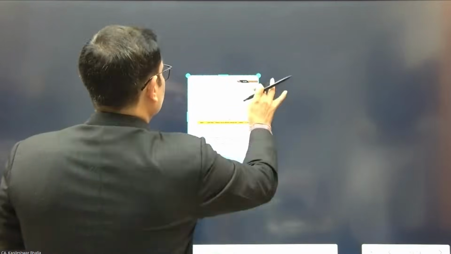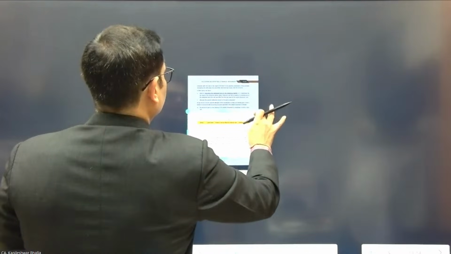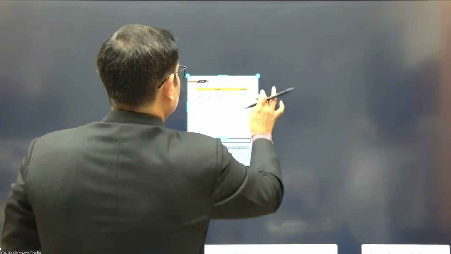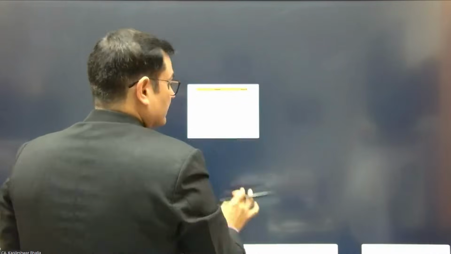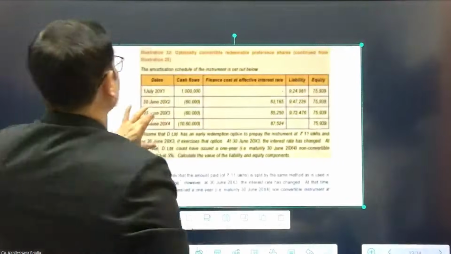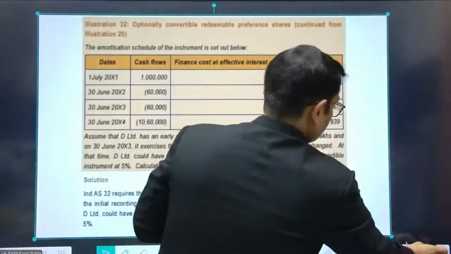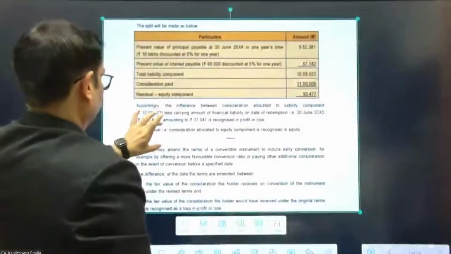Now we come to the special issue. Now we come to another special issue in this particular case, and that is agenda number 3, special issue number 2. So watch this carefully now. This is what we need to discuss now. Illustration number 32 of the study material. We're now on illustration number 32 of the study material.